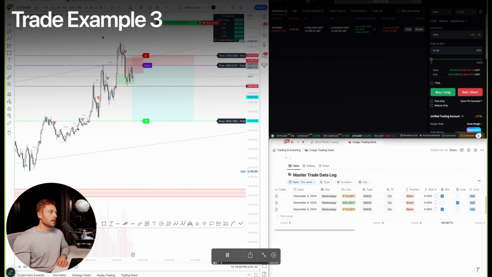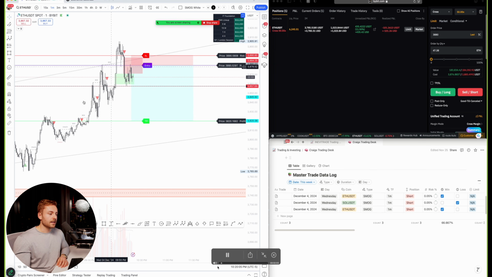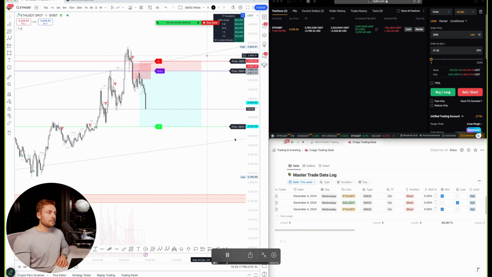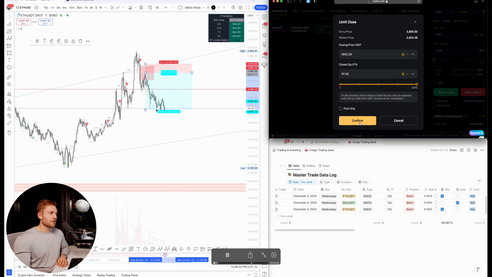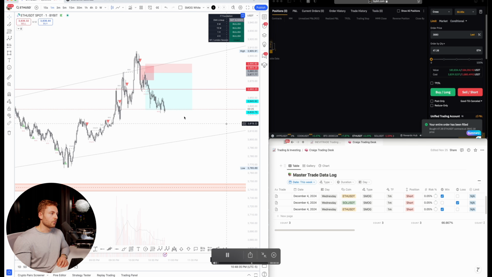So notice once again, I have my break of structure, key level, fair value gap, midpoint perfectly tagged. Price creates a change of character. I'm in my position up $2,000. Price is hovering around this area and I get out for full profit.